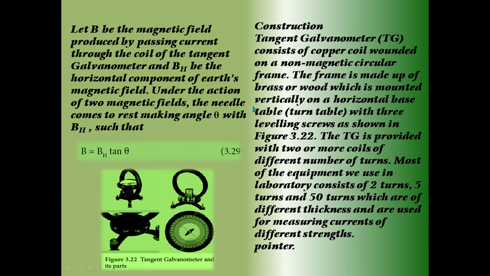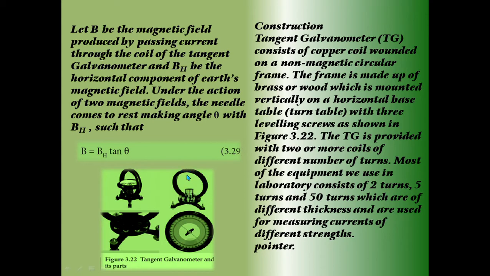So, now construction. Tangent galvanometer, shortly we can write this term as TG, capital T, capital G. TG means tangent galvanometer. It consists of a copper coil wound on a non-magnetic circular frame. This is the non-magnetic circular frame. The frame is made up of brass or wood.